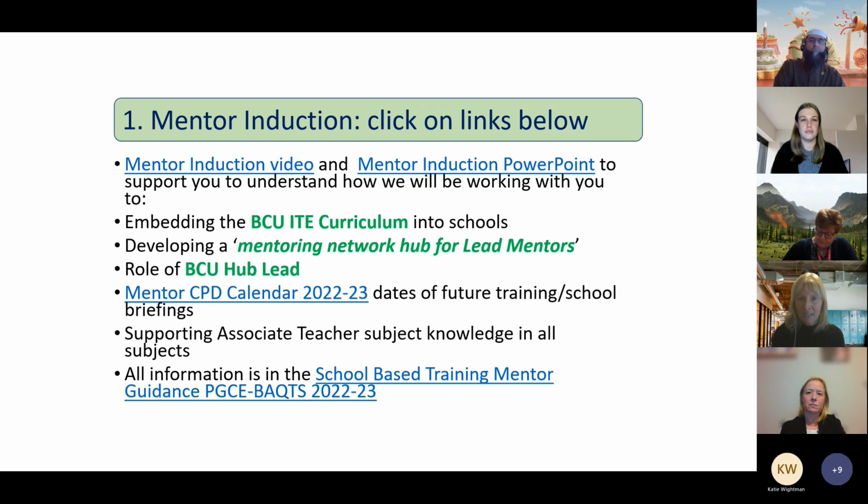It talks about our hub leads, which many of you, if you're a mentor, will be invited to join, with particular meetings looking at how we can develop that community of practice between our mentors and work together more collaboratively. It also outlines the information that Laura has just mentioned about the mentor guidance, so you can find that. And if it's specifically changed for a particular year group, that will be in the placement document section.